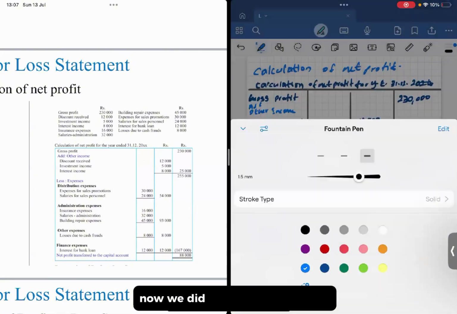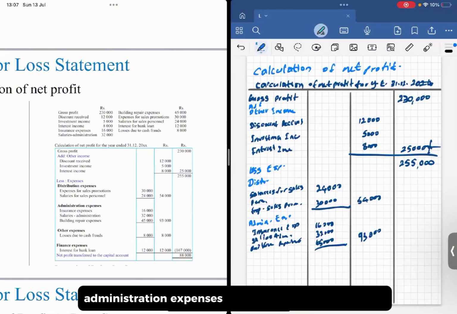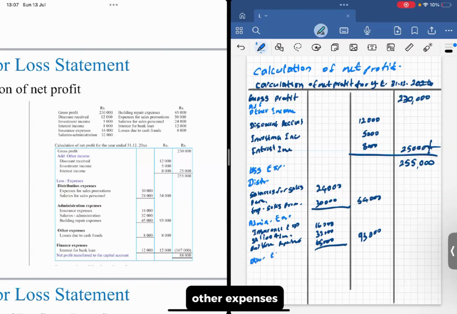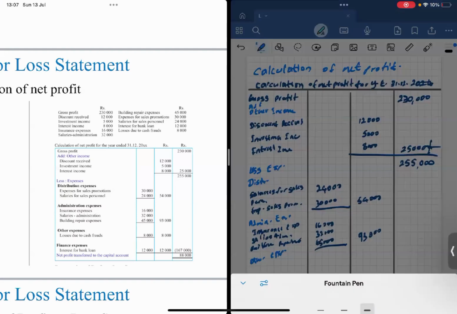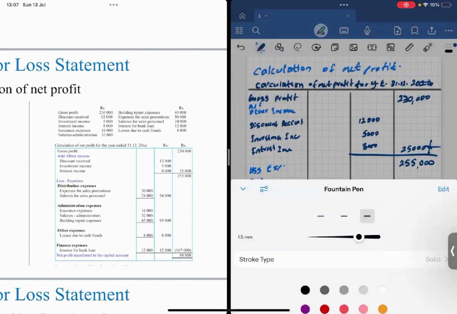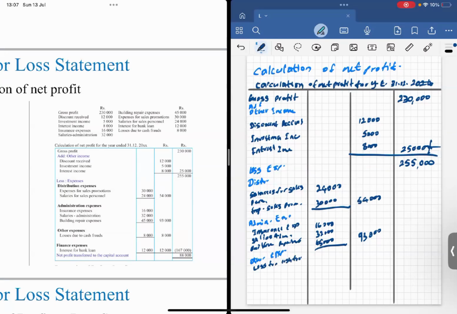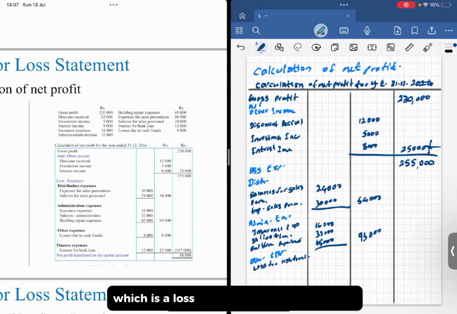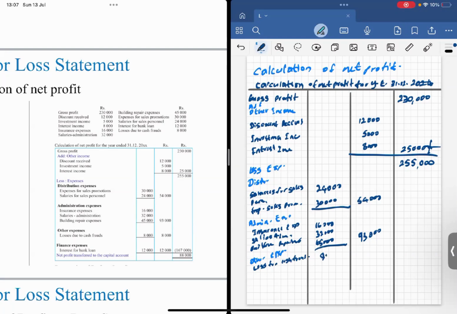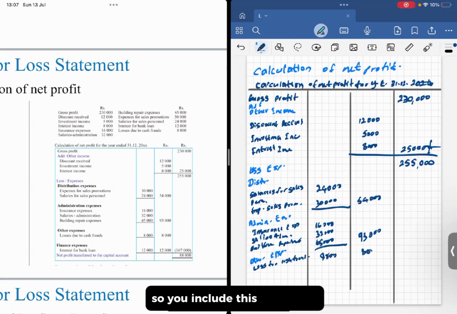Now we did distribution expenses, administration expenses, and now the other expenses. Other expenses include what? Losses from cash frauds, which is 8,000. So you include this here, 8,000.